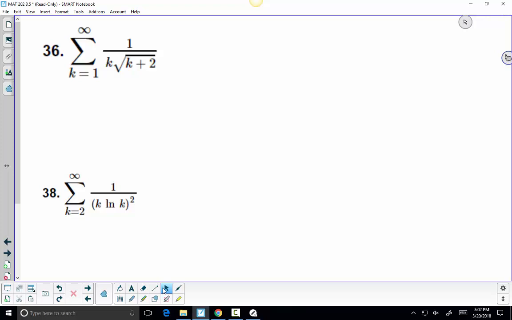So, okay, let's ask both questions. If this is a kth root, what do you suspect? If that's a kth root, what do you think? So the very first test that we learn is the divergence test. And that's the first thing, anytime you see a series, you should ask yourself: what do the terms have to go to for there to even be a conversation of convergence? Zero. So let's just check. If this was the kth root of k plus 2, what is that limit?